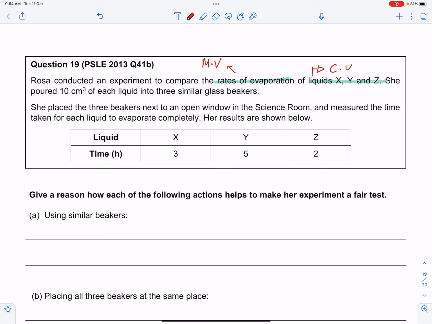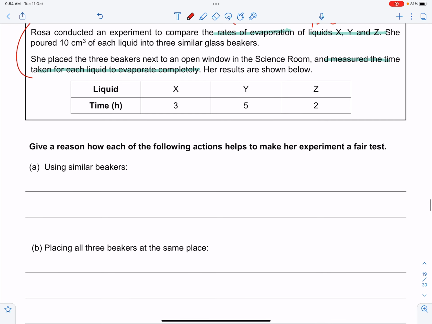Now, in order for this to happen, I'm just trying to unpack, thinking aloud for you. You cannot measure the rates of evaporation directly, but you need to measure something else in order to use it as a proxy for rate of evaporation. And in this case, the proxy, if you look at here, is the time taken for each liquid to evaporate completely. So, obviously, the longer time it takes, it means the slower the rate of evaporation.